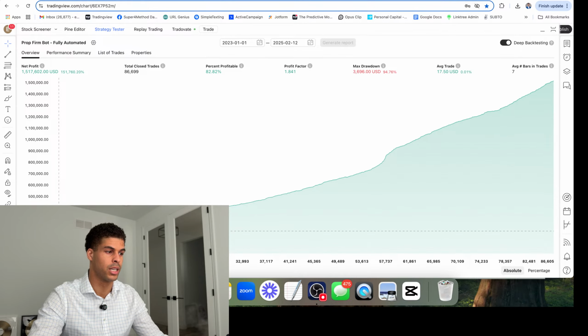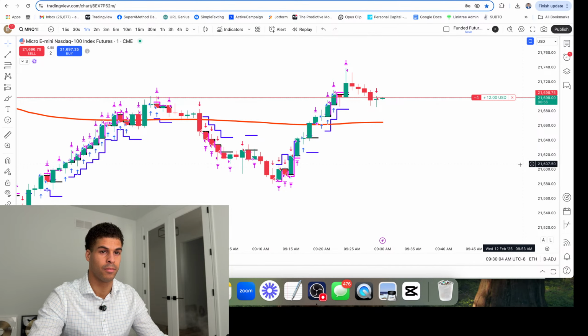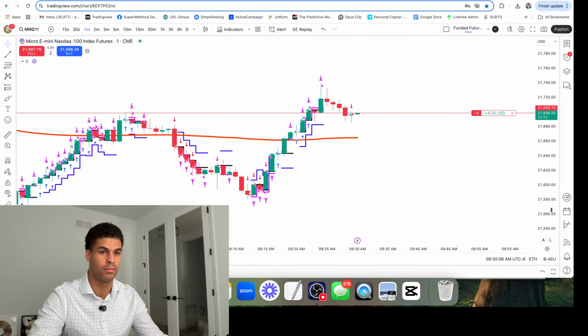I guess it's showing the same. I don't know how that works. 1.5 million. I don't know, but whatever. The percentages look crazy. The drawdown makes sense though. Okay, we're in a new trade here. Okay, sell position here.